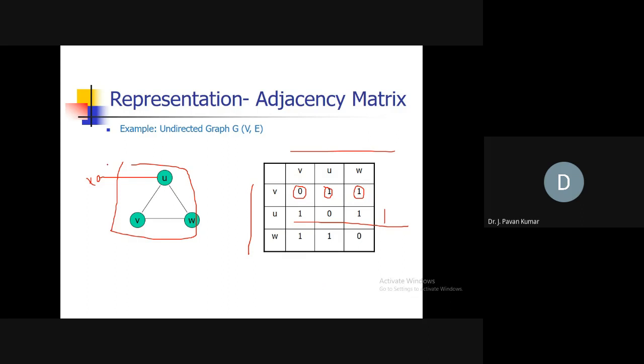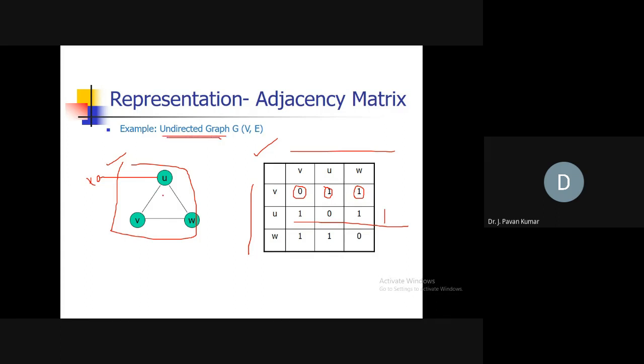Why? Because here we are considering an undirected graph. So U to V, if there is an edge, then V to U also we will consider there is an edge. That's why, for columns and rows, this is a symmetric matrix. The adjacency matrix is a symmetric matrix when we consider an undirected graph.